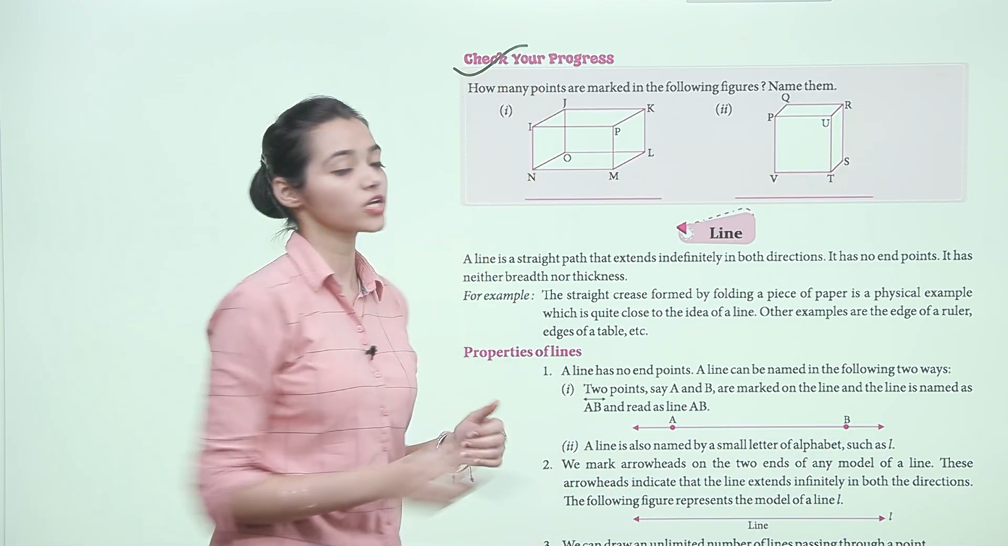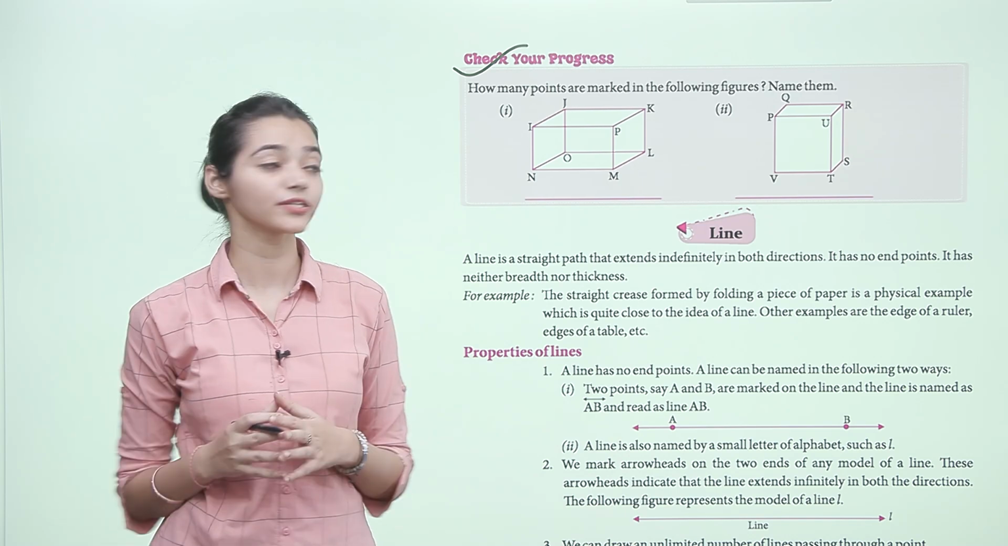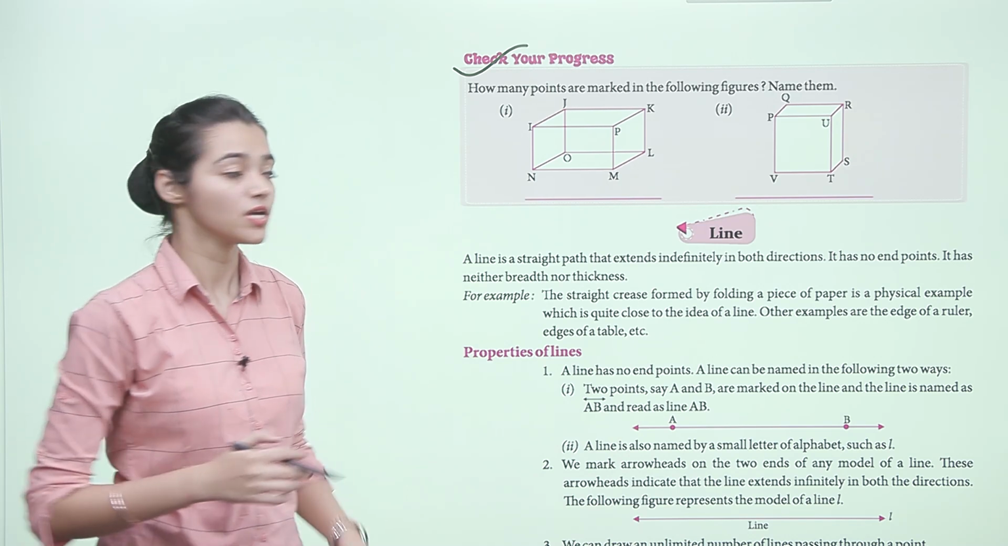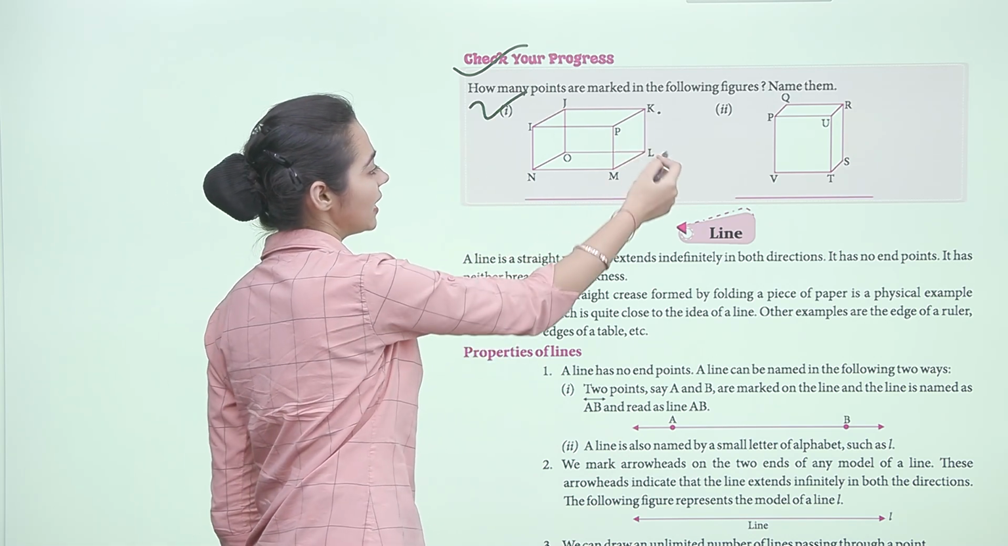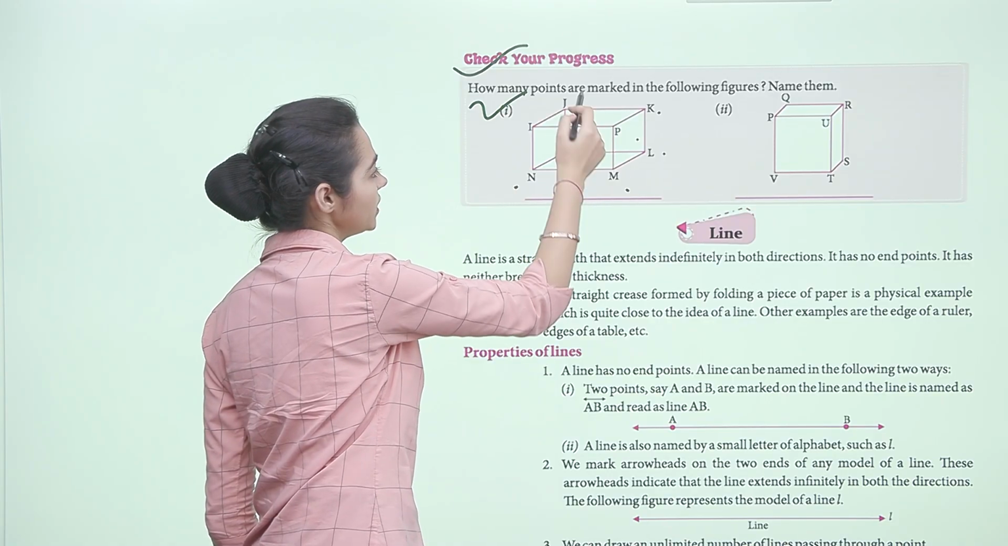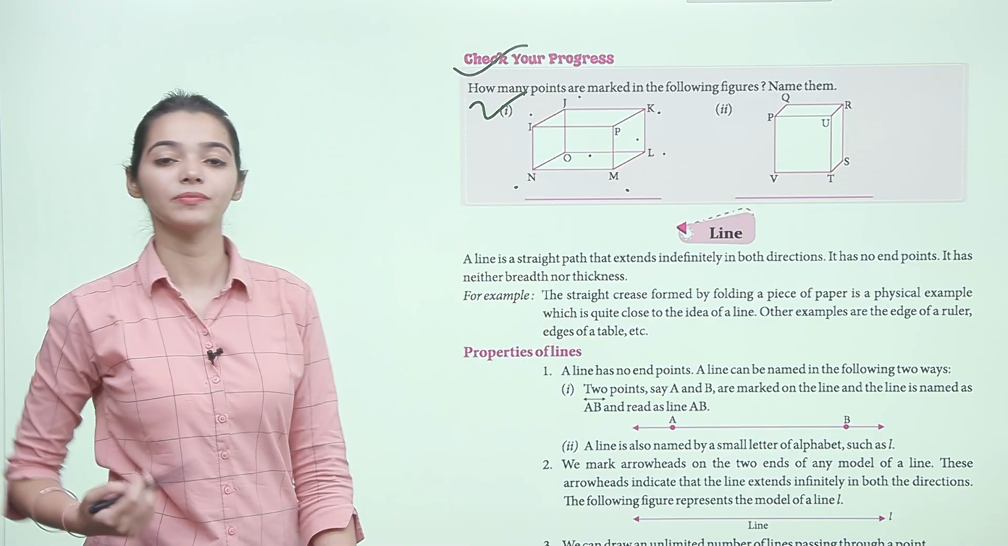Now, next is check your progress. How many points are marked in the following figure? We have to name them. So, in the first one we have K, L, M, N, O, P, I, J. That's how you can complete the remaining one.